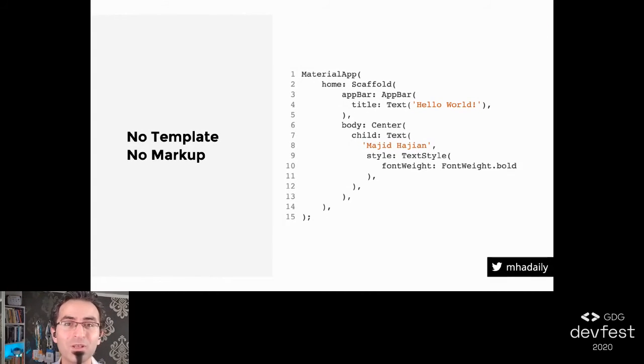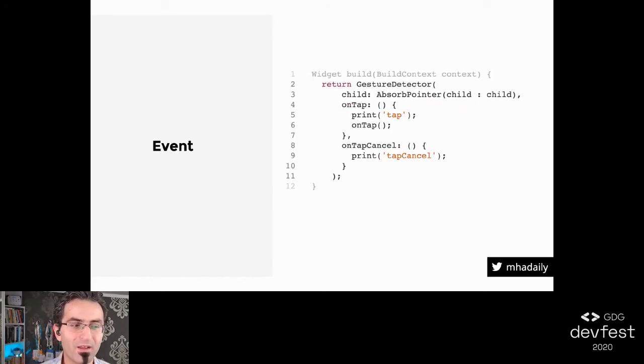Like I said, there is no template, there are no markup languages, so you cannot say div or anything like that. It's all Dart. So you define everything here. You need to find a widget for that to render it. And there are tons of widgets already created for you. In terms of events, if you need a click or swipe or something like that, then you have advanced widgets such as gesture detectors, and you can even extend them and add more functionality to them.